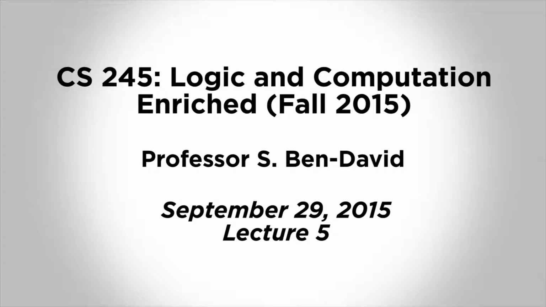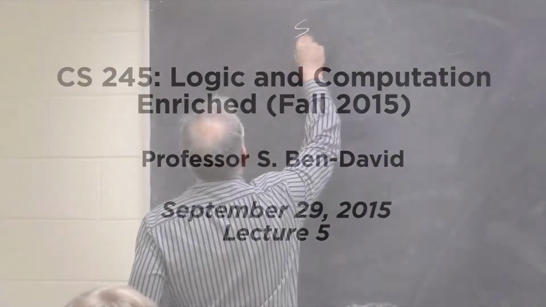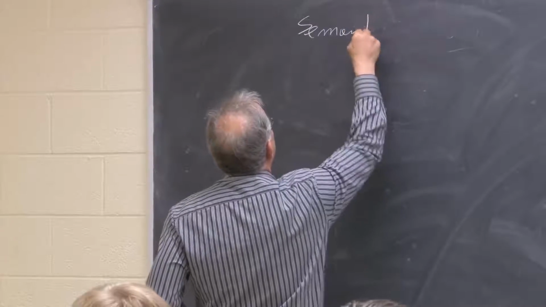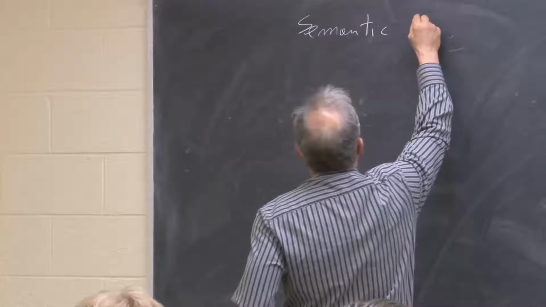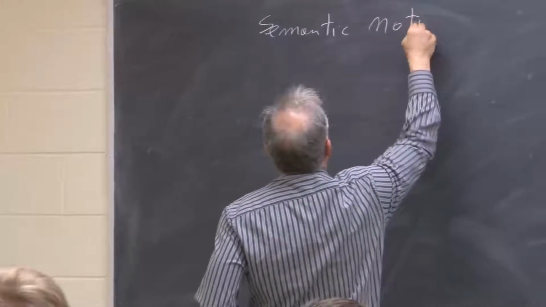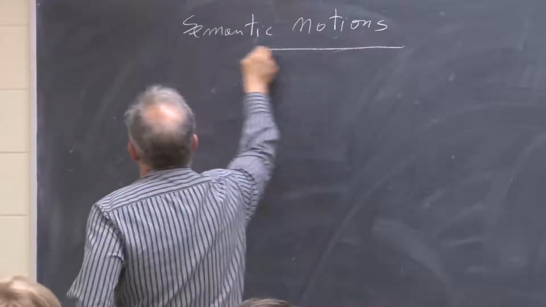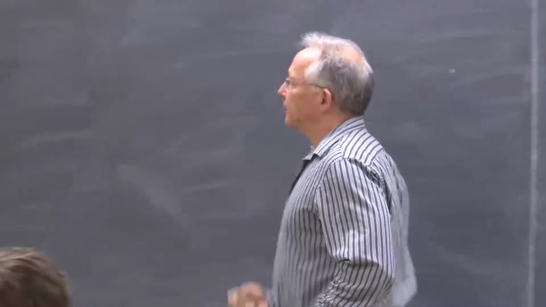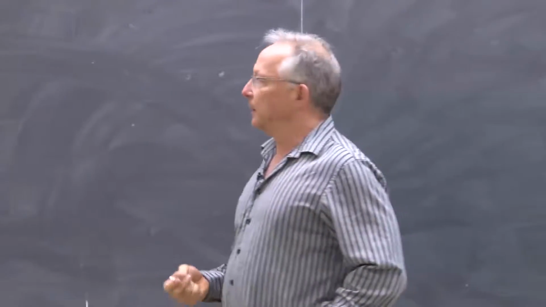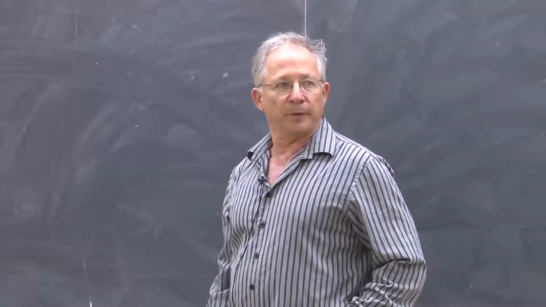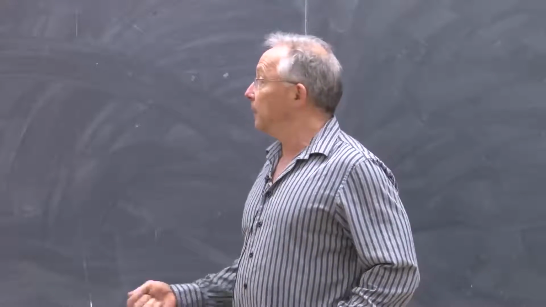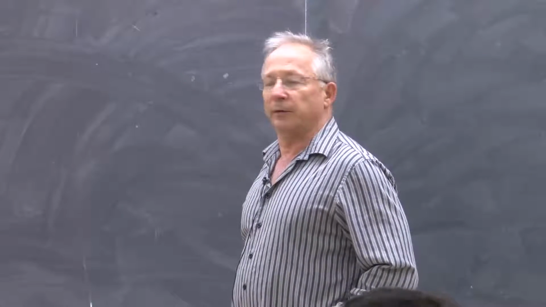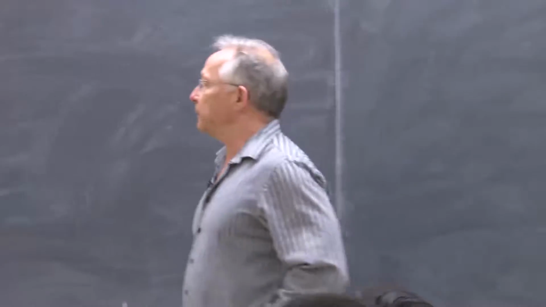Okay, so let us begin. So we were talking about semantic notions. And we said that semantic notions are what have to do with the meaning of our formulas. The meaning of our formulas is the way they compute true, false values.